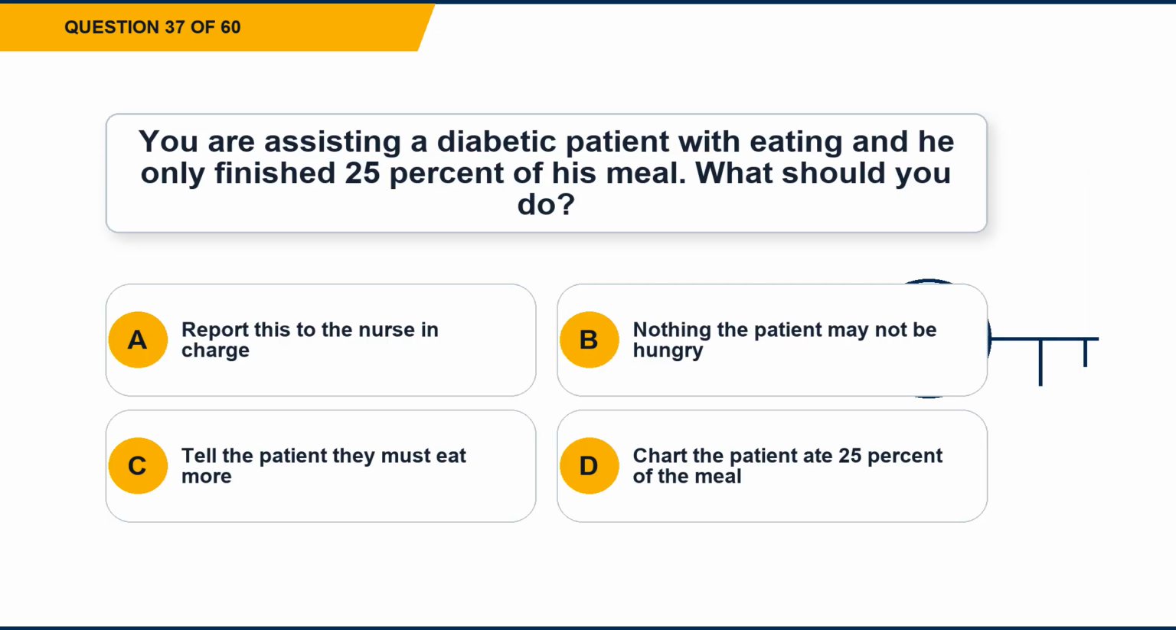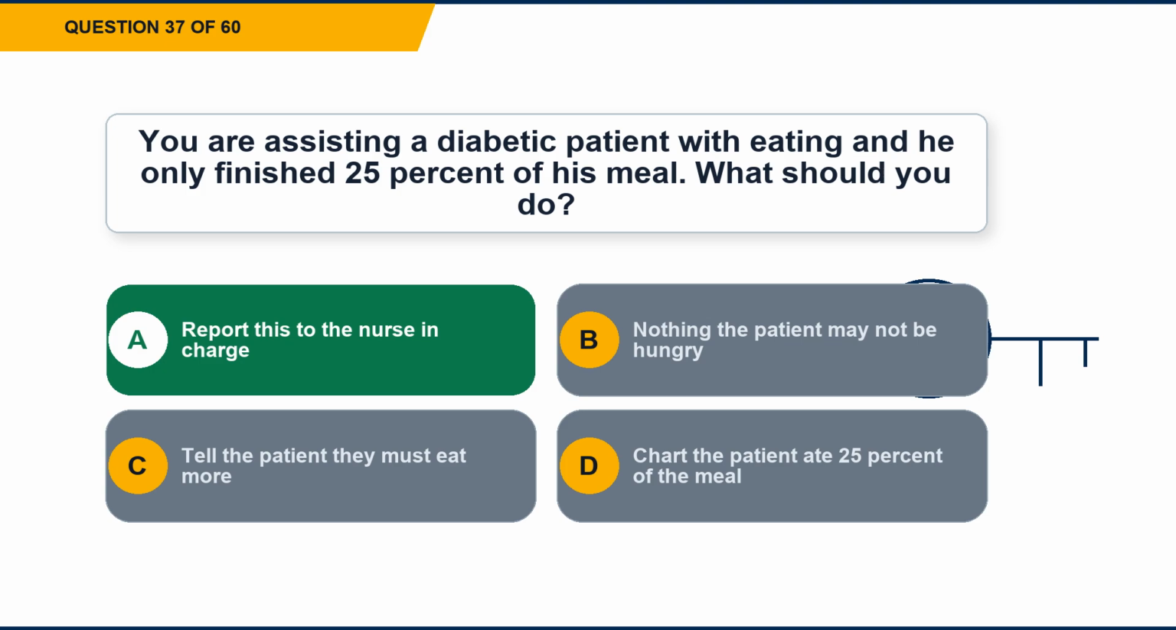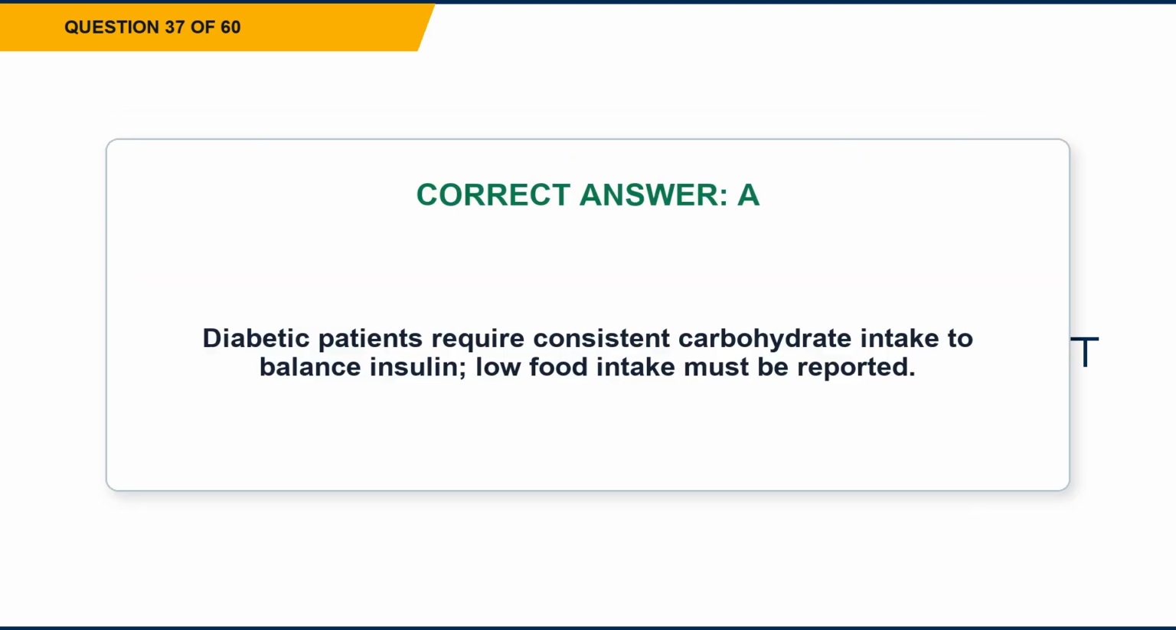Question 37. You are assisting a diabetic patient with eating and he only finished 25% of his meal. What should you do? Option A, report this to the nurse in charge. Option B, nothing, the patient may not be hungry. Option C, tell the patient they must eat more. Option D, chart the patient ate 25% of the meal. The correct answer is option A, report this to the nurse in charge. Explanation. Diabetic patients require consistent carbohydrate intake to balance insulin. Low food intake must be reported.